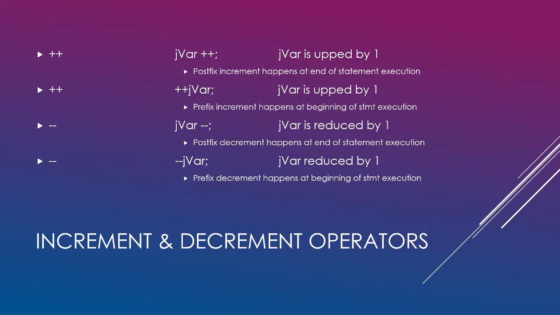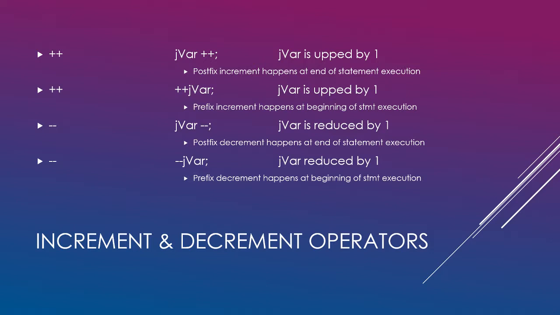And we also have available increment and decrement operators. So if I use my jvar and put plus plus after it, that also ups jvar's value by 1. But since my pluses are after the variable name, that's a postfix increment. So it happens at the end of my statement's execution. Conversely, if I put the pluses before the variable name, that's a prefix increment, and it happens at the beginning of the statement execution.